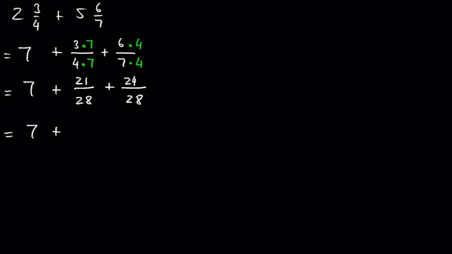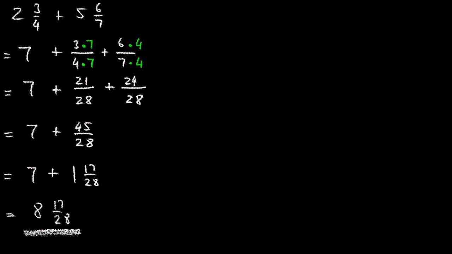21 plus 24 is 45. 45 over 28 becomes the mixed number 1 and 17/28. And 7 plus 1 and 17/28 is 8 and 17/28. And we're done with this problem.